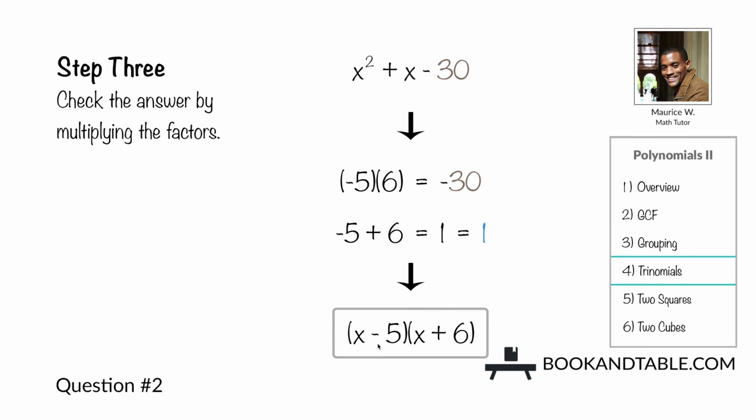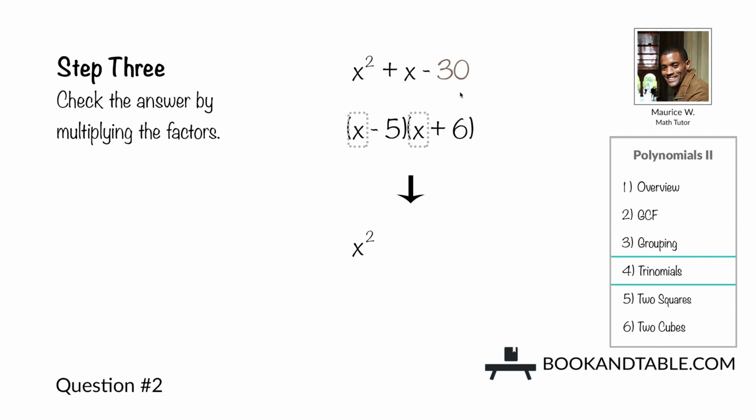And now to confirm that these are the correct factors, we will multiply the factors to make sure the polynomial we get matches our original polynomial, x squared plus x minus 30. When we multiply the factors, we get x times x, which is x squared. We get x times 6, which is 6x. Negative 5 times x is negative 5x. 6x minus 5x is positive x. Negative 5 times 6 is negative 30. And we see that the final polynomial we get matches the original polynomial, thus confirming that the factors of x squared plus x minus 30 are equal to x minus 5 and x plus 6.